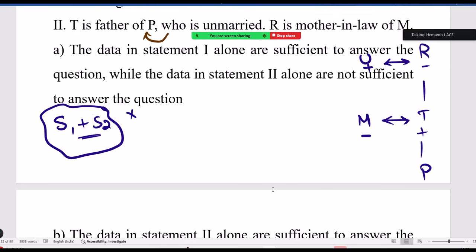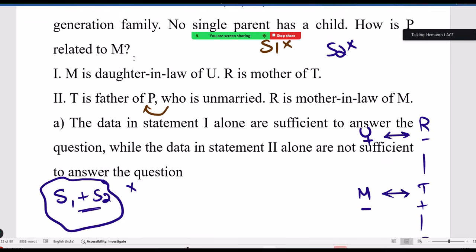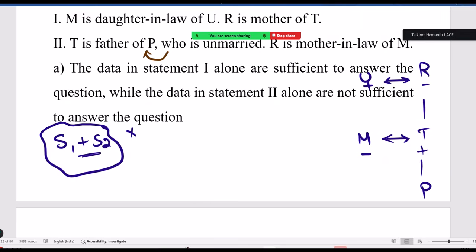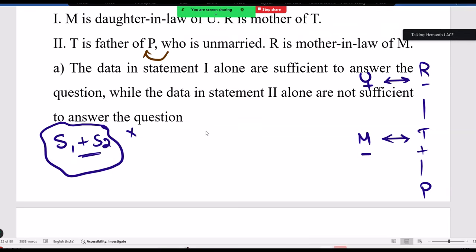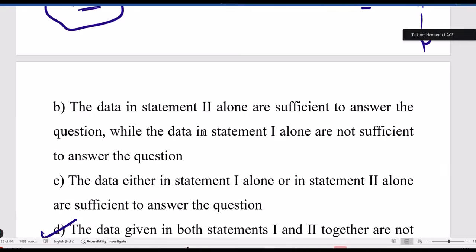Two statements alone we tried some logic or relationship, but that failed because P and M cannot be determined. So two alone we ignored, one alone we ignored, but together this is the diagram. But still the answer is no because P's gender is unknown. P is unmarried, okay, but P's gender is unknown here. Problem in that case. Now let's see the next one.